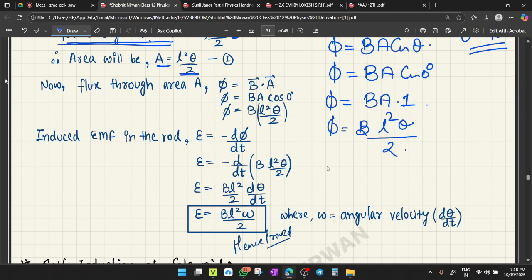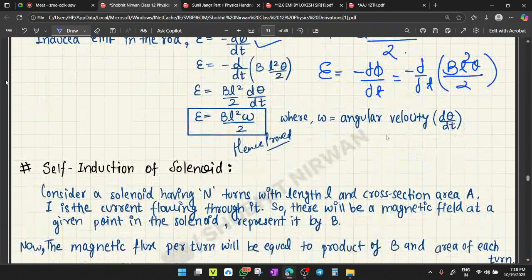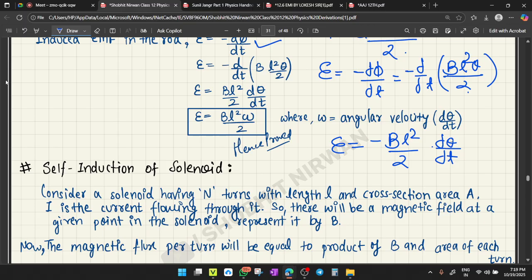Clear or not? Now, the electromotive force equals minus d phi by dt, that is equal to minus d by dt. Place the value of phi here. So this is B L square theta by 2. Clear? Now B is constant, radius L is constant, 2 is constant. So you can take out negative of B L square by 2 as a constant. Only d theta by dt remains here. And d theta by dt is the rate of change of angular displacement, which is called angular velocity omega.